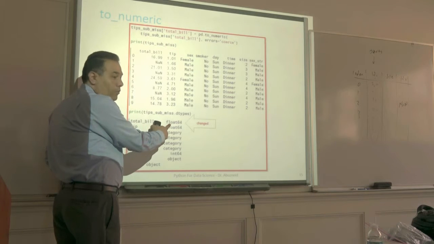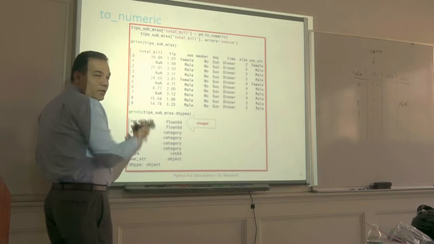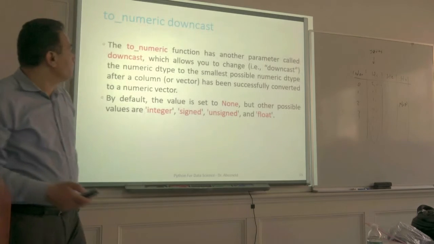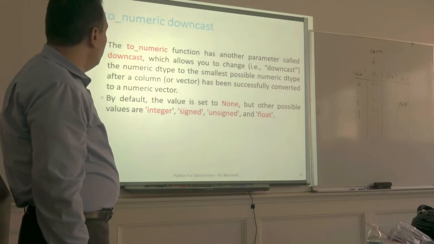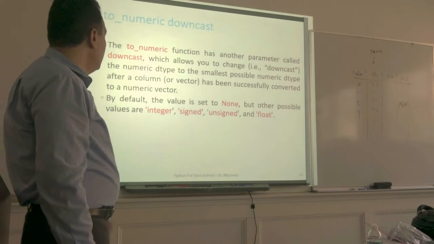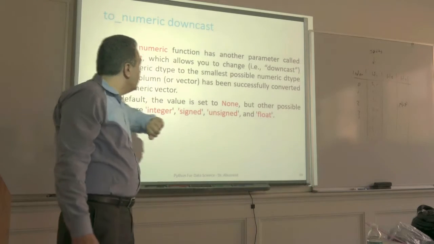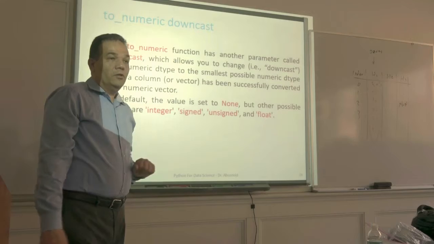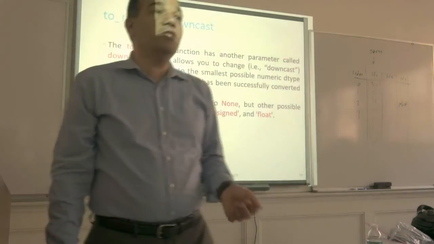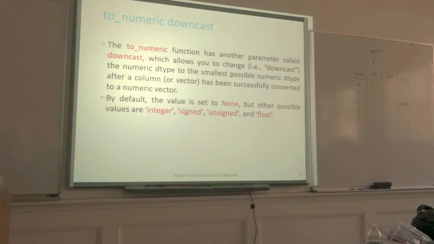So in the column that has none, it could be a numeric. It's not a known value. All right. The to_numeric function has another parameter called downcast, which allows you to change the numeric data type to the smallest possible. So when you say integer 64, what does it mean? That means the value is saved in 64 bits. Okay. What if I need it to be 32, smaller, or 16?